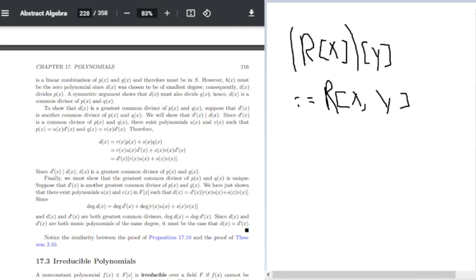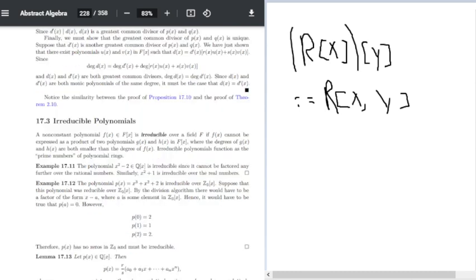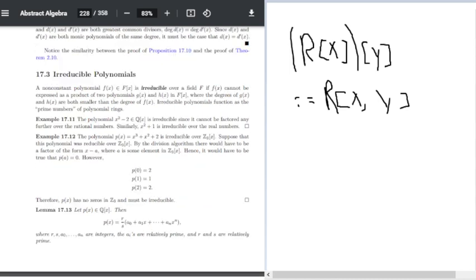17.3. Irreducible polynomials. A non-constant polynomial f of x in F of x is irreducible over a field F if f of x cannot be expressed as the product of two polynomials g of x and h of x in F of x, where the degrees of g of x and h of x are both smaller than the degree of f of x. Irreducible polynomials function as the prime numbers of polynomial rings. I was about to write some examples, but it looks like the book's about to go over some.